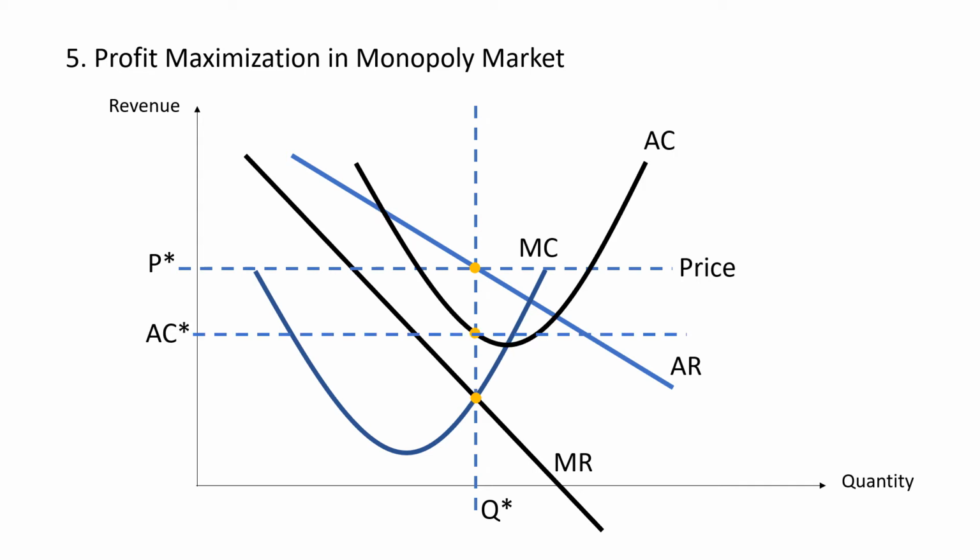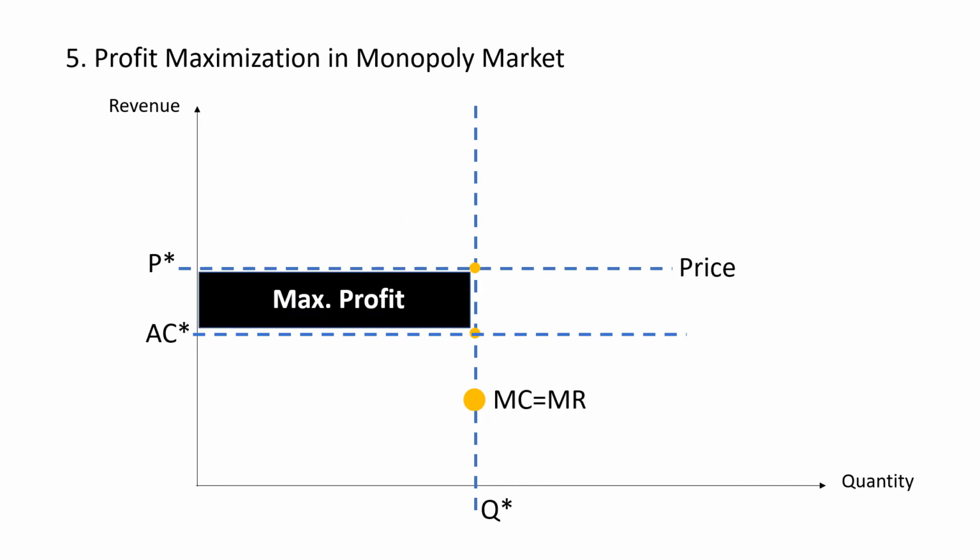To find the profit, we need to have the AC, and the associated AC at the level of Q star is AC star. And here, the profit gained by the monopoly is the area of the square from P star and those two yellow dots to AC star. And it ensures that this profit is maximized, or the largest. The monopoly cannot have more profit than this.